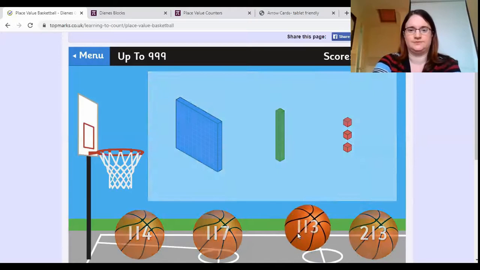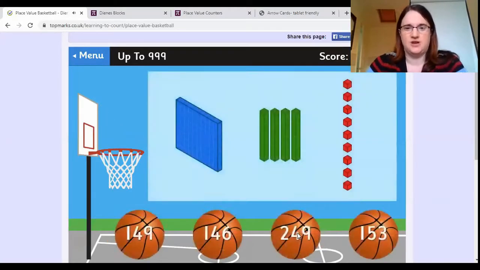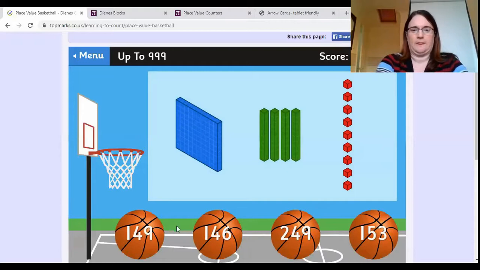Did you get the right one? 113. Here we go. In the net. Now the basket scored. Okay, what about the next one? Which one? Can you point on the screen? Which one of those balls do you think needs to go into that net? I can see 100. I can see 10, 20, 30, 40. Which one is it?